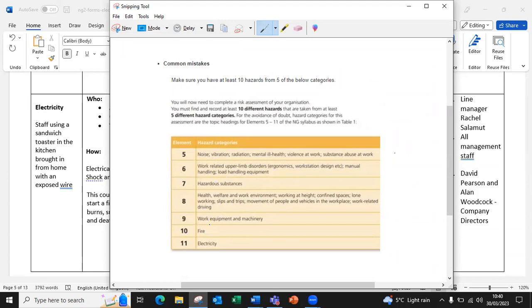Basically, I would recommend you do more, because it says at least 10 from 5. I would recommend you do sort of 12 from 6, or even more if you wanted to, just in case the marker doesn't like one. He puts a big red line through it. You've still got some more to fall back on. But this is really, really important. If you don't understand this, you're not going to pass, basically. So you need to get that in your head: you need 10 of these from 5 of these different elements or more. Okay, I hope that's helped a little bit.